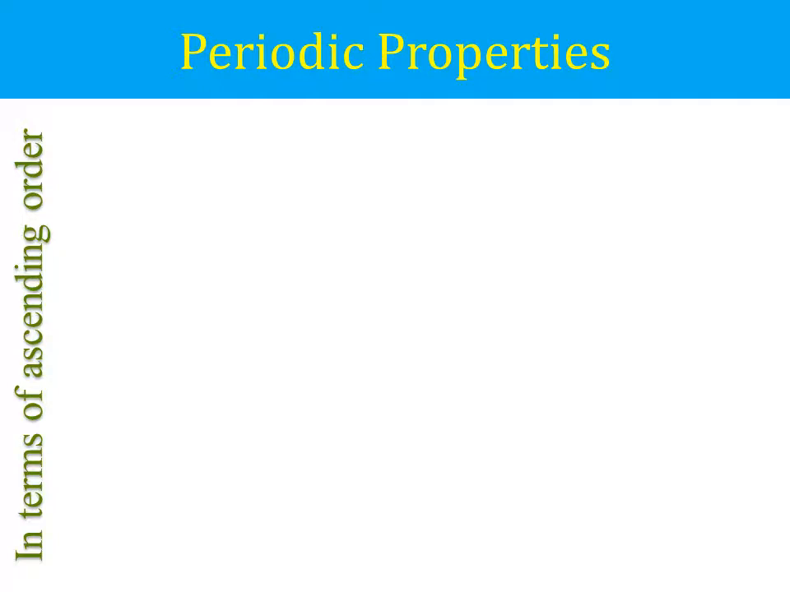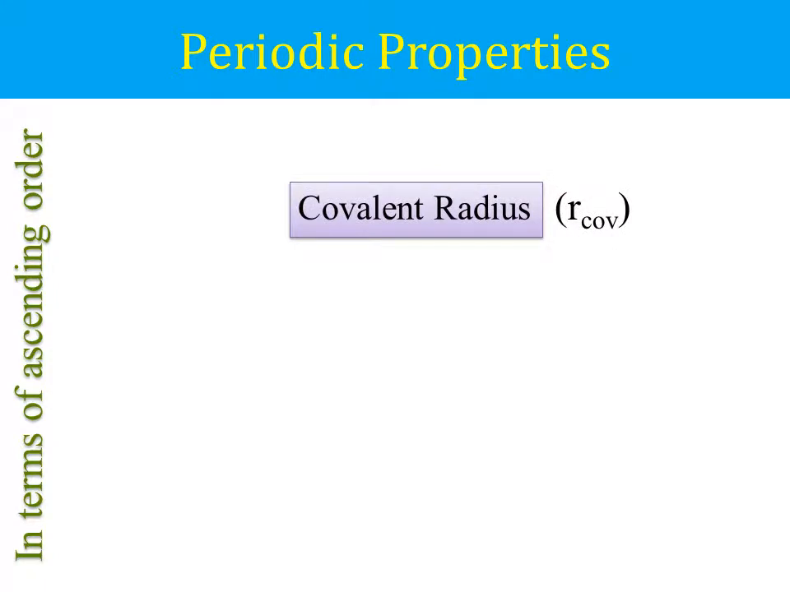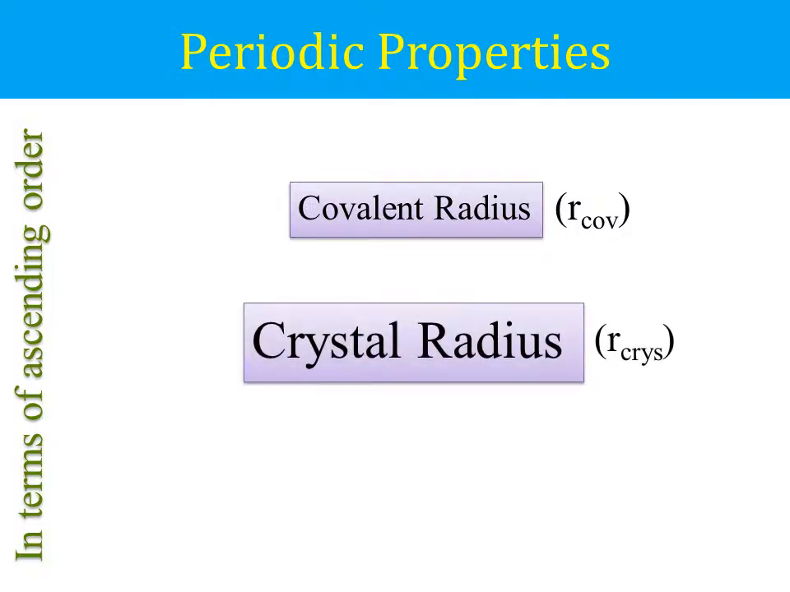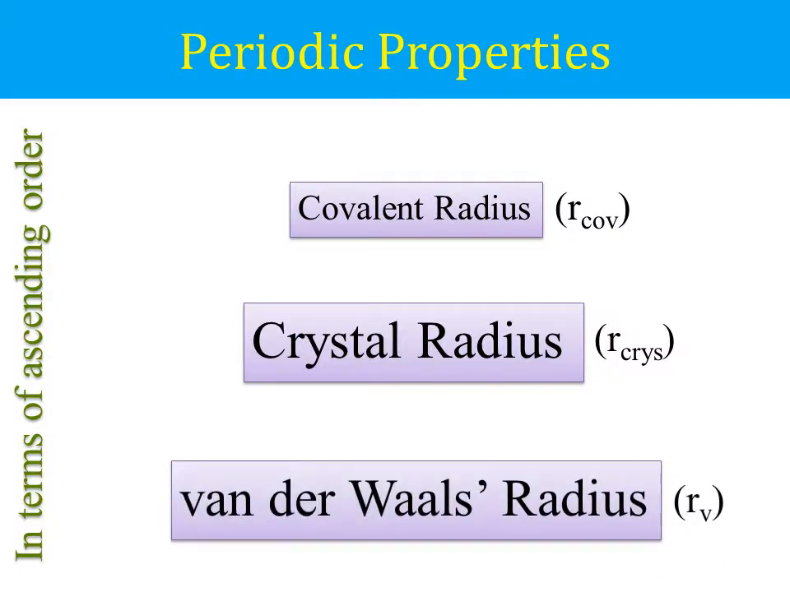The smallest of the radii is the covalent radius. Since they have a covalent bond, the two nuclei are closest to each other, and hence it is called the covalent radius. It is the smallest one, followed by the crystal radius that we have seen, where the nuclear distances are slightly greater compared to the covalent radius. And third, we have the van der Waals radius, where the nuclei are farthest from each other.